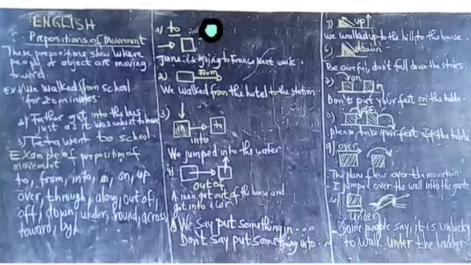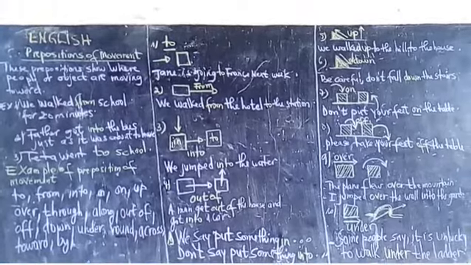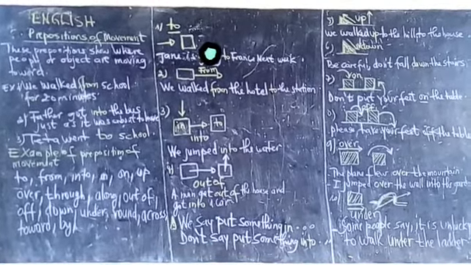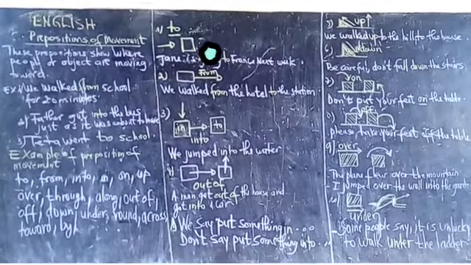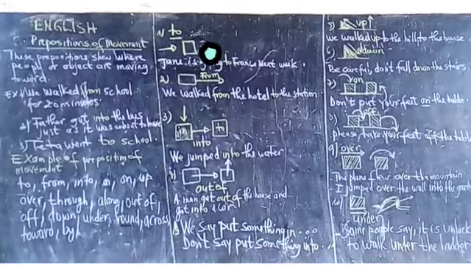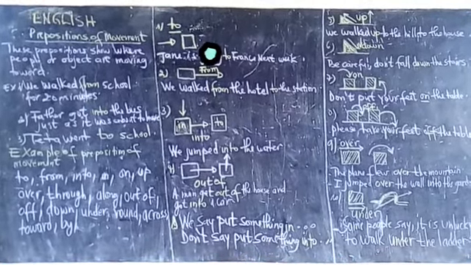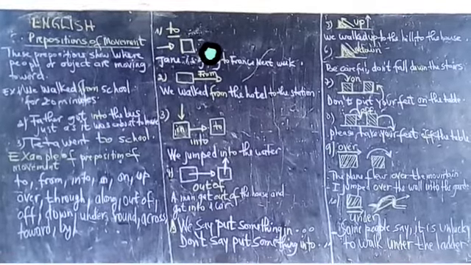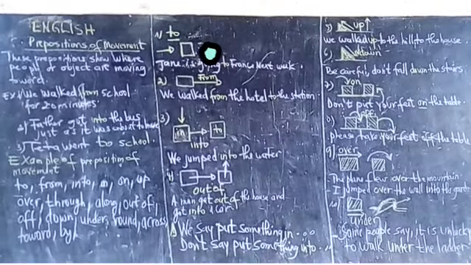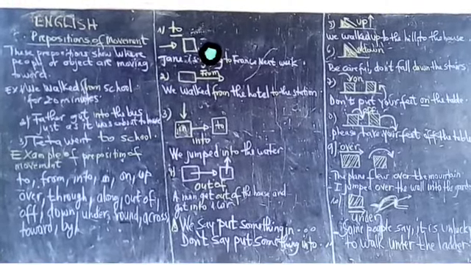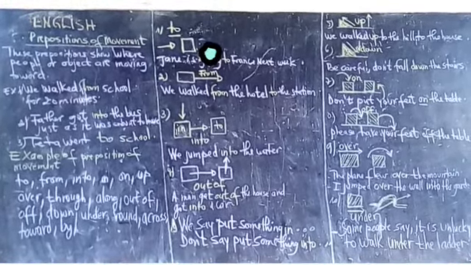Let us look at number 1, to. You can see that the arrow is pointing directly to this case. It shows where you are going. For example, you can say, Jane is going to France next week. Jane is going to France next week.